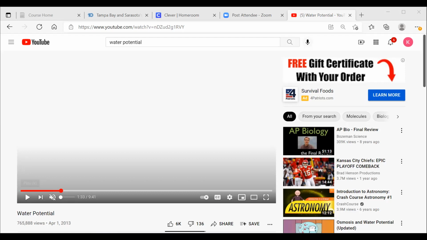What does this mean? It's going to go from right to left. When will the diffusion stop? When they're equal. I'm going to pause the video here.